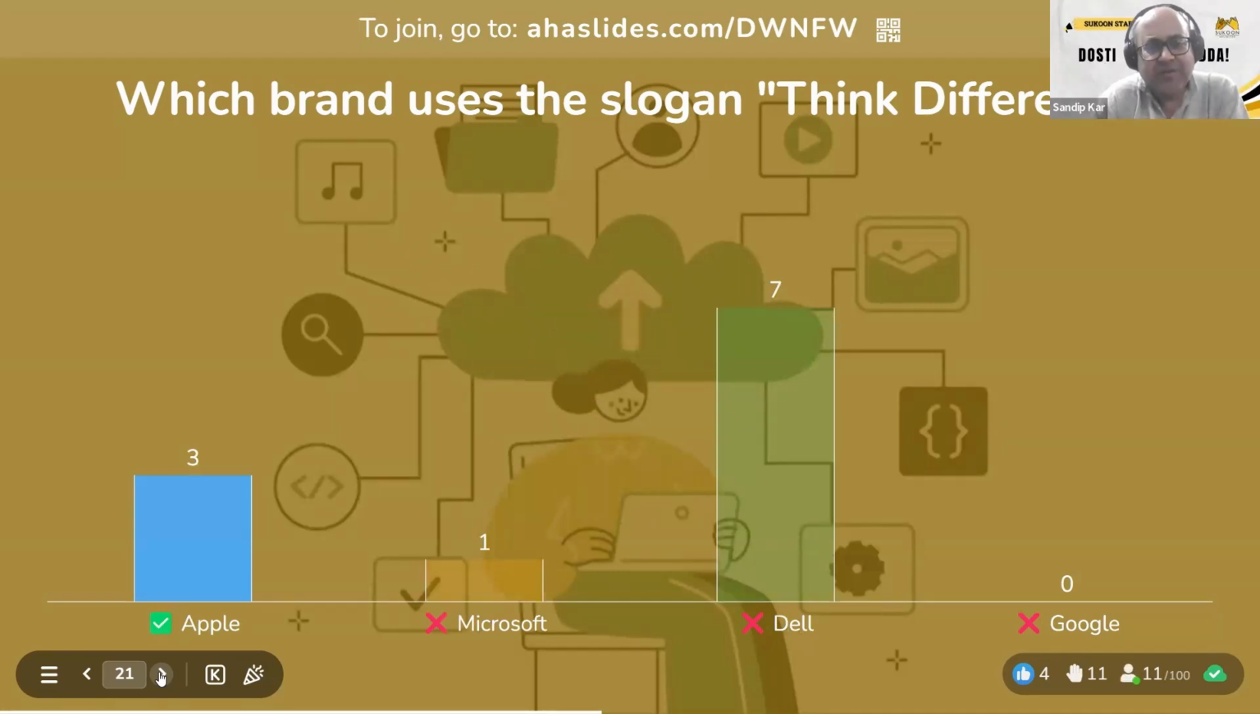Okay, most of our guesses were wrong. So Think Different was Apple's, because Apple is known for thinking differently. Apple's iconic advertising slogan launched in 1997. It celebrated creativity, innovation, and the idea of breaking the mold. The campaign highlighted visionaries and pioneers who changed the world, aligning Apple's brand with forward thinking and unconventional ideas. Next one, Anvish.